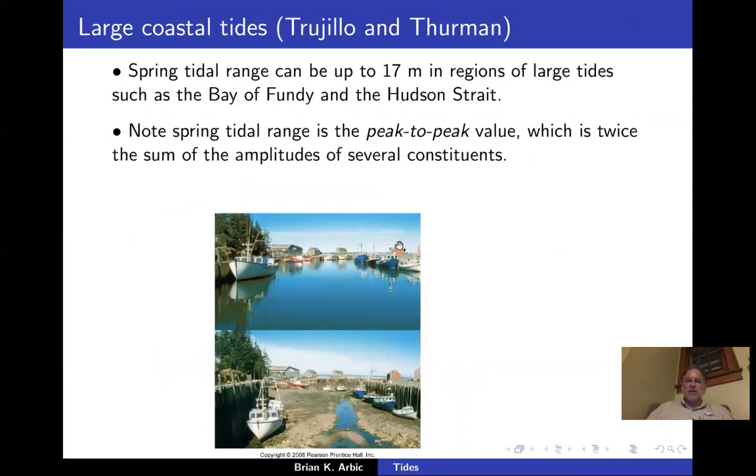So you can get pictures like this. There are a couple of places in Canada, the Bay of Fundy and the Hudson Strait, where the spring tidal range, the difference between high and low during spring tide, which is when you have the highest range, can be 17 meters, which is about, what is that, about 56 feet. And so boats actually sit in the mud during low tide. You see here's a place where the tidal range is so large that the boat is now sitting in the mud during low tide. So I think that's the last slide.